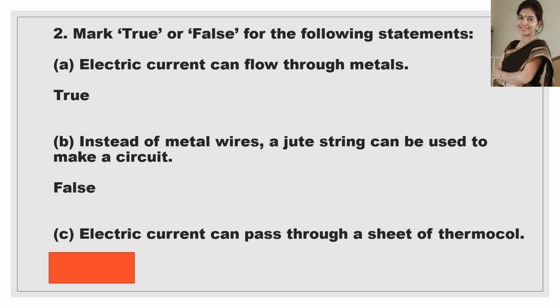Statement C is: electric current can pass through a sheet of thermocol. Whether it is true or false? It is false.